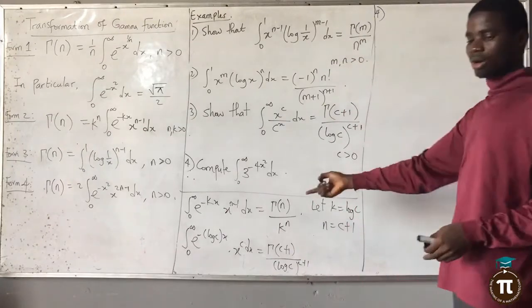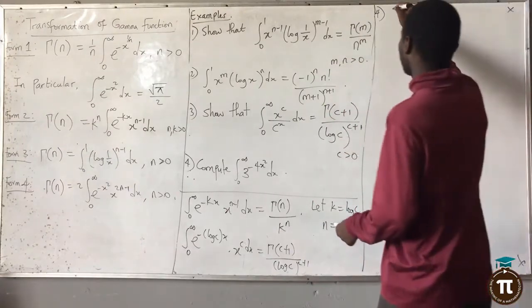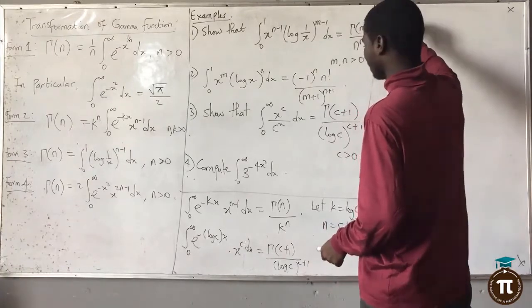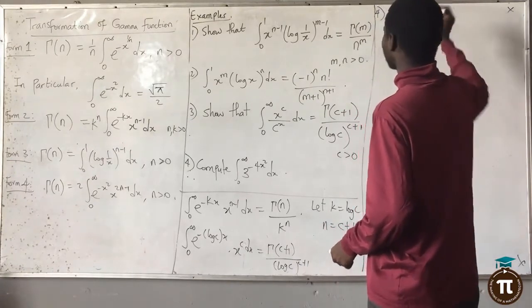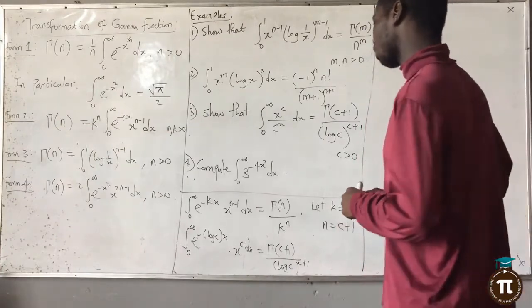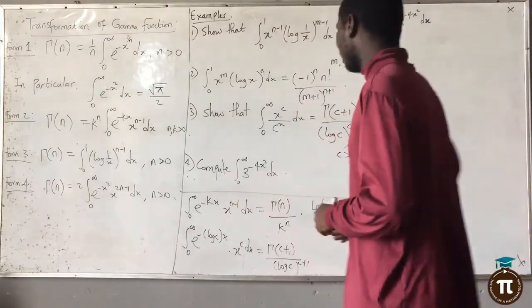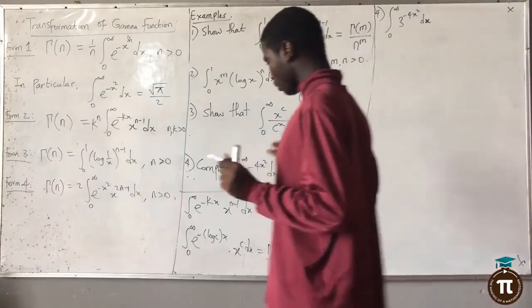Compute. We are told to compute, that is, we have to find this integral from 0 to infinity of 3 raised to the power of minus 4s squared dx. We want to compute this, we want to find the integral of this. So look at what I'm going to do.